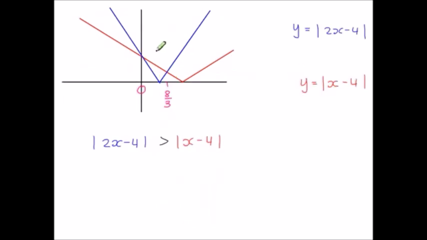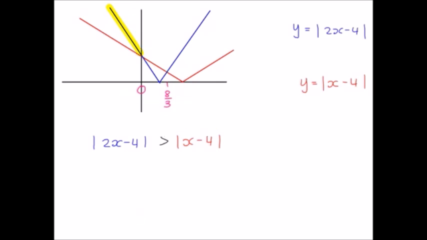Let's say that we're trying to solve this inequality. The modulus of 2x minus 4 should be greater than the modulus of x minus 4. So when you're looking at the graph, this modulus function should be higher than, should have y values greater than this modulus function. So looking at the graph here, for this region, we can clearly see that this blue graph is above the red one. The blue one is more than the red one.